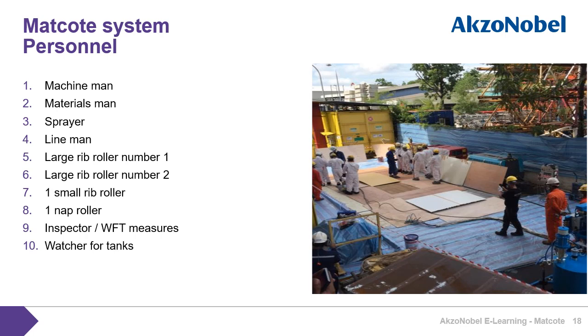Then we need around about 4 people on rollers providing different services to ensure that the Matcote system is fully embedded in the resin. The 9th position is one of the most critical and is an inspector to make sure the Matcote system as applied meets the specification. This includes wet film thickness measurements and also to ensure that the material is not applied too wet or too dry. Remediating any issues whilst the material is still wet is much more efficient than trying to repair systems after application. And as with all tank applications, there needs to be a watcher to ensure there's no HSE issues.